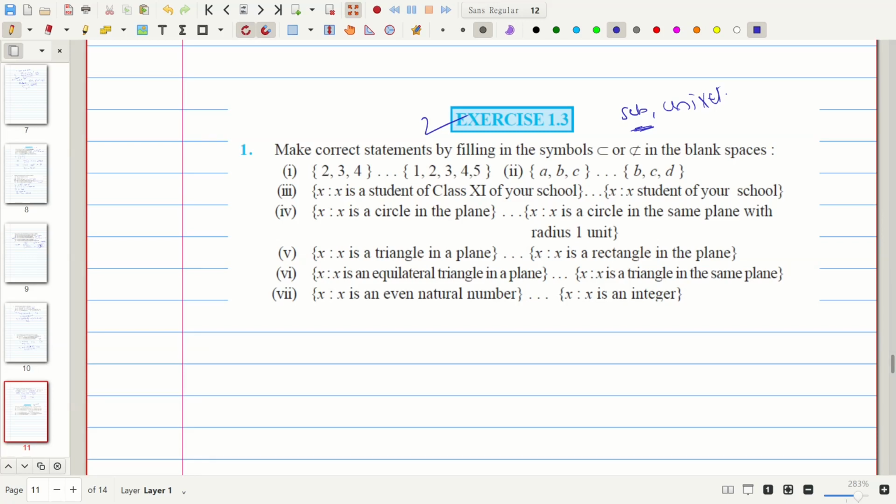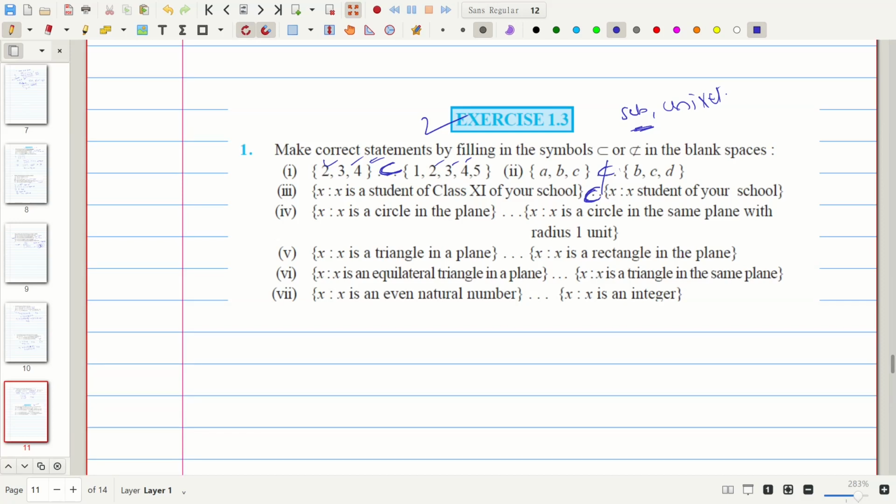In the first question we need to symbolize whether it is included as a subset. 2 3 4: 2 is there, 3 is there, 4 is there, so this is a subset of that and we can write it as a subset. A B C and B C D, this is not a subset. Then X is a student of class 11 of your school, and X is a student of your school, so this is a subset. This is an example of a subset.